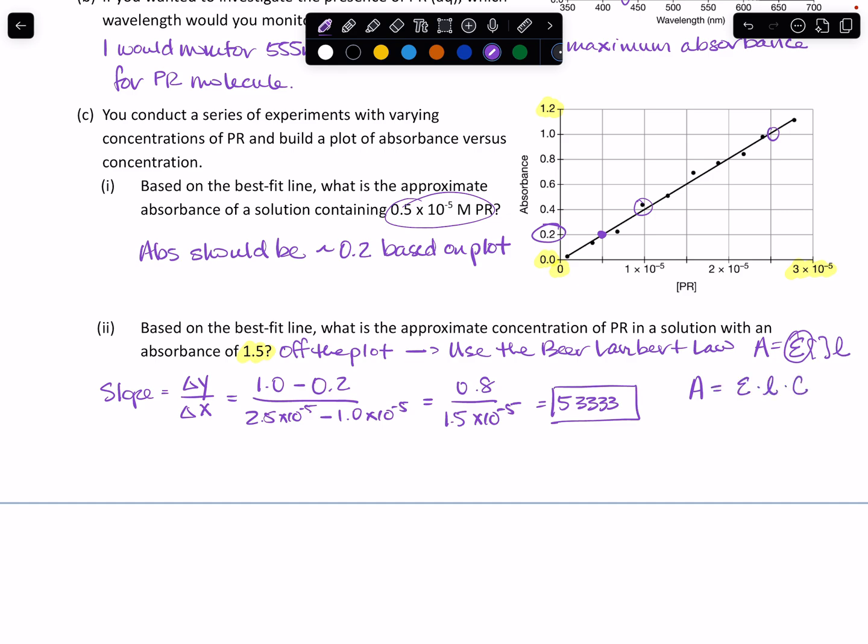So then I come back to the Beer-Lambert law. The absorbance I have is 1.5. The extinction coefficient is 5.3333. My path length is 1 centimeter, and my concentration is my unknown. So I'm going to divide, and I find that my concentration at this spot is 2.8 times 10 to the negative fifth molar. If I think about it, 1.5 should be up here. Yeah, I definitely have a problem, right? Because the 2.8 is still on this plot. So something is wrong with my slope.